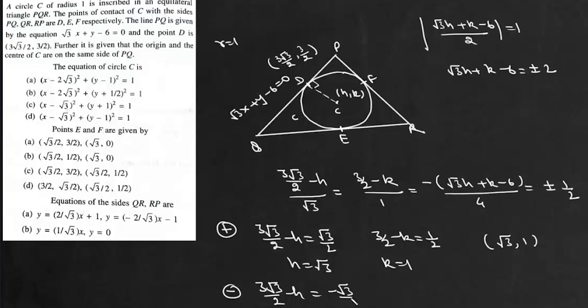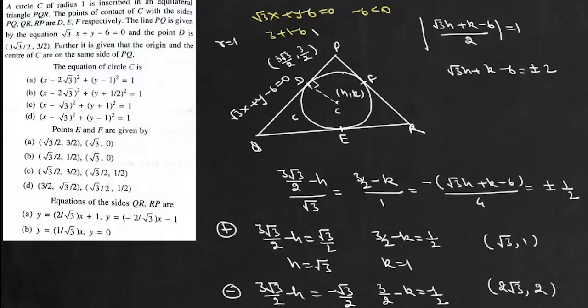And if we take this minus sign, then we get 3 root 3 by 2 minus h equals minus root 3 by 2 and 3 by 2 minus k equals minus 1 by 2. Now in this case, the value of h is 2 root 3 and the value of k is 2. Now in the question, additional information is given that origin and center lie on the same side of PQ. Now if we look at the equation of PQ, it is root 3x plus y minus 6 equals 0. If we put x and y as 0, we'll get this as minus 6, which is less than 0. So out of these 2 points, we have to choose the point for which this value is negative. Now if we put (root 3, 1), we'll get 3 plus 1 minus 6, which is minus 2, less than 0.